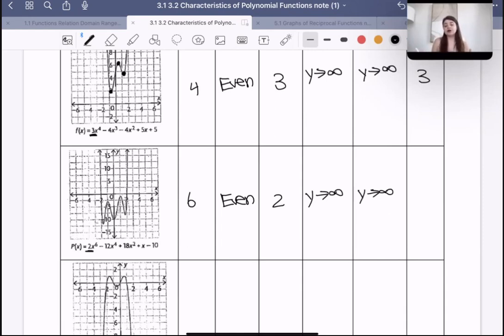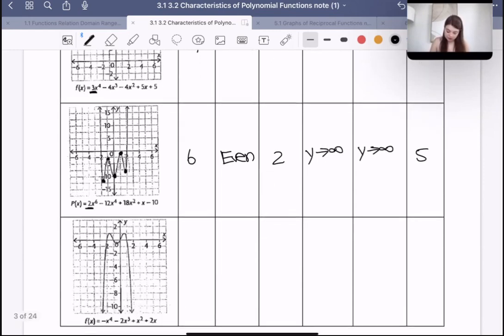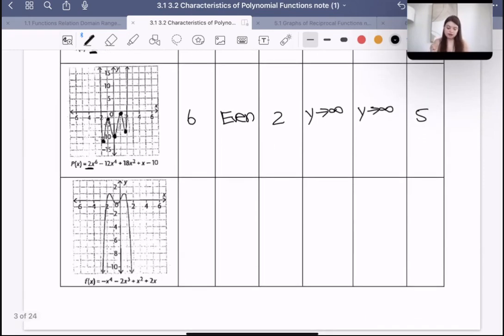And as for our number of turning points, the maximum would be one less than the degree, so the maximum is 5. But let's count them to see if there actually are 5. There probably are. 1, 2, 3, 4, 5. So yes, there are 5 turning points, and I'm going to write down 5 right now. Very good. Okay, let's move on to this one.